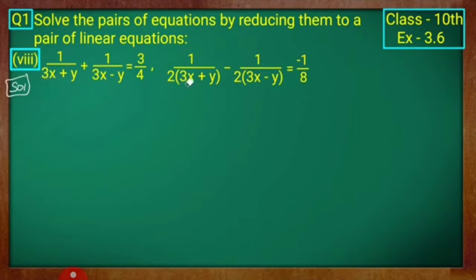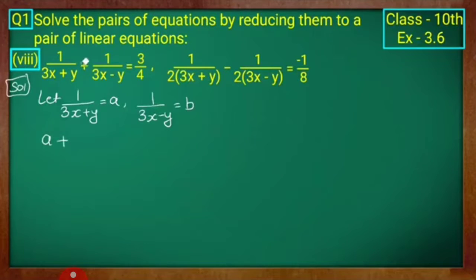Now, from this pair of linear equations, you can see 3x plus y from both the equations is common, and 3x minus y is also common. So just take 1 upon 3x plus y as a, and 1 upon 3x minus y as b. It is like previous parts only, nothing changes. So instead of 1 upon 3x plus y, we put a in both the equations.